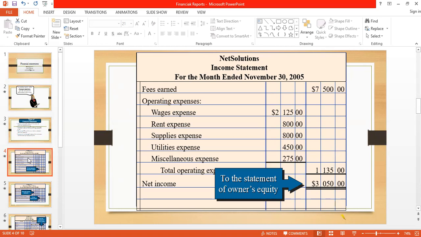On the slide, there is a simple income statement with two components: revenue earned, or fees earned. The source of revenue is fees here, and then all the operating expenses. Some examples are mentioned here: wages, rent, supplies, utilities, miscellaneous, etc. The total of all these expenses is deducted from the revenue, and the result is net income. So this is the simple income statement, which is prepared just to check the profit and loss of the business.